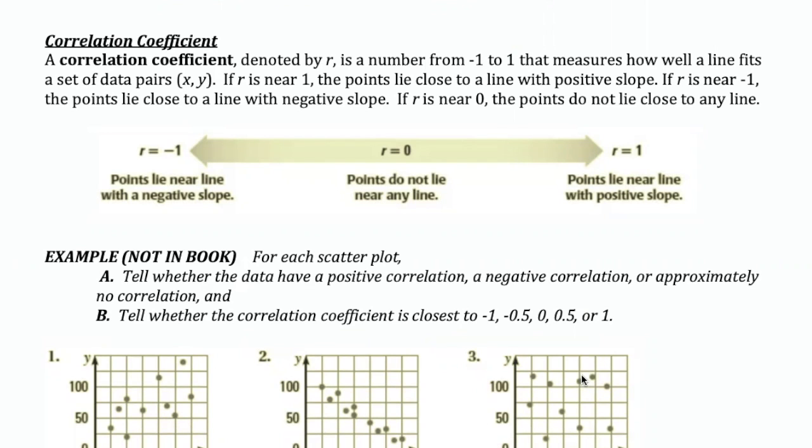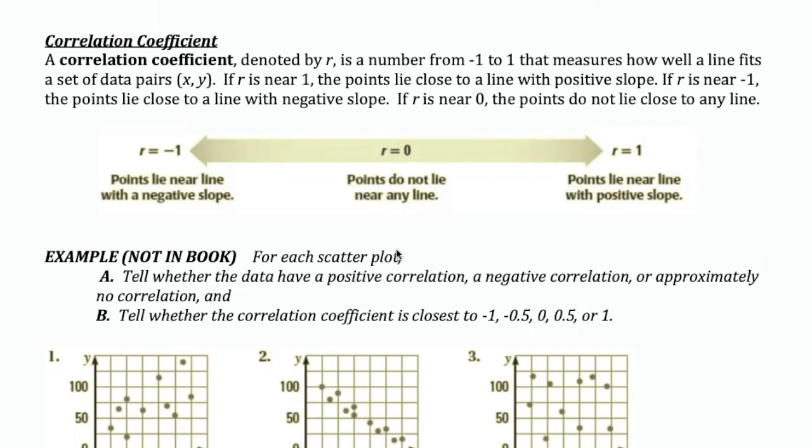So it's denoted by lowercase r. It's always going to be a number from -1 to 1, and it just tells us how well a line would fit that set of data pairs. And as you can see, if r is near 1, the points lie close to a line with a positive slope. That's over here on this end. If r is close to -1, the points lie close to a line with negative slope. And if r is 0, then the points are not close to any line. So this is where we would have no correlation.